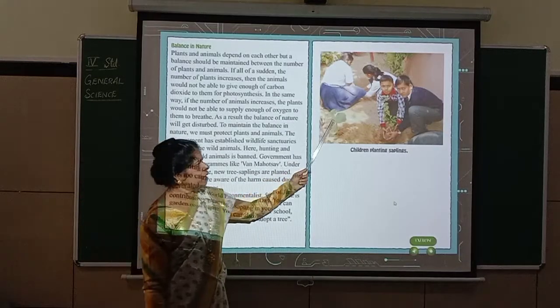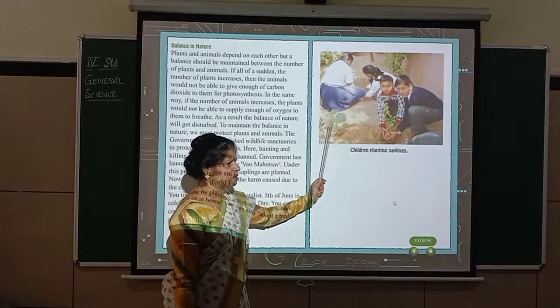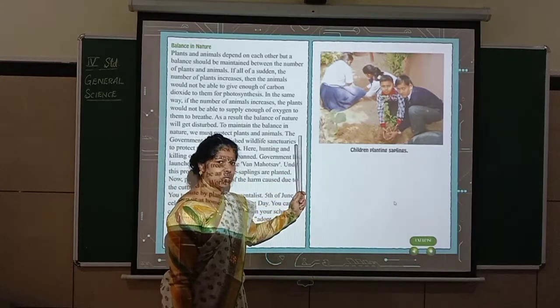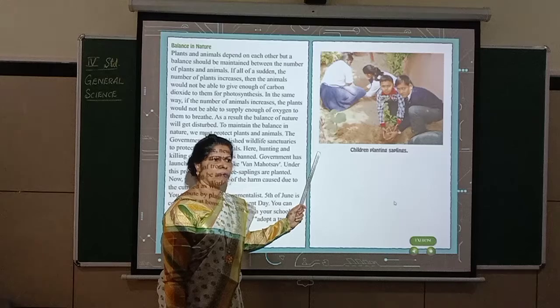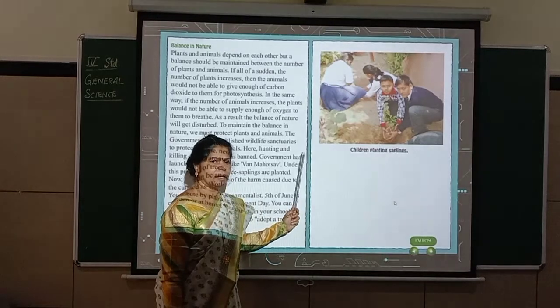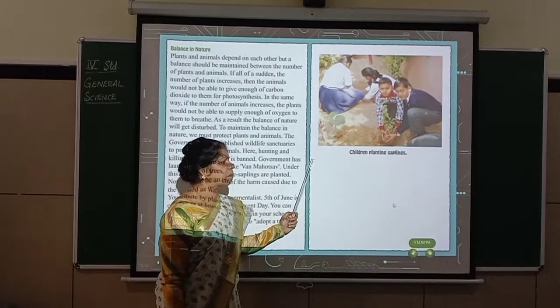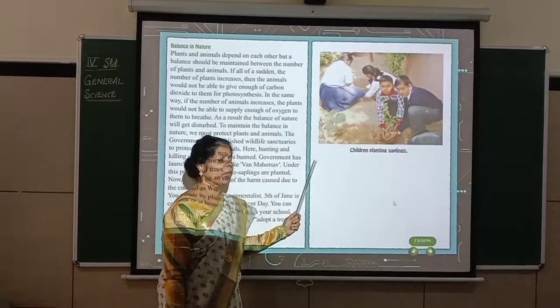Here you can see children also planting the saplings. Like this, children, you should have that habit of cultivating more and more plants in your house also or garden. This will help us in maintaining a balance in nature. So let me stop it here.